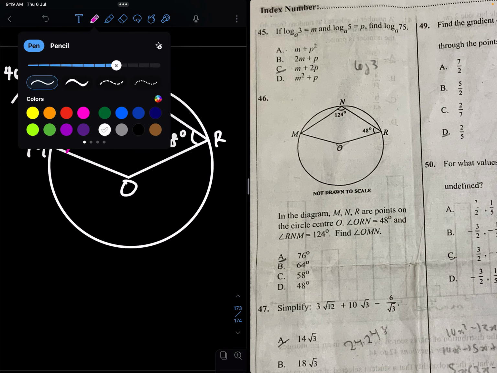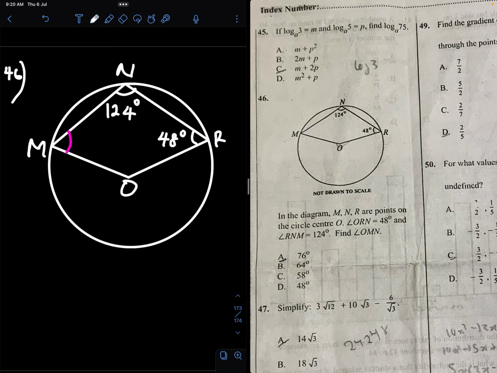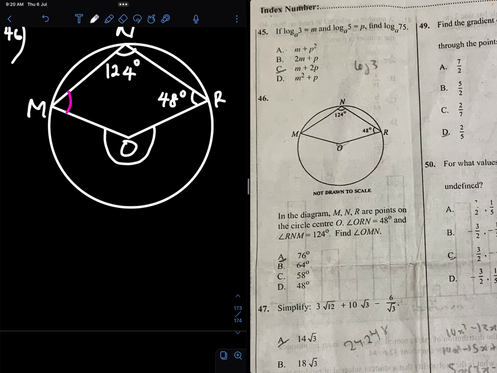First of all, I know that angle at center is twice angle at circumference. That means the reflex angle at O, the reflex angle MOR, is 2 times 124. Let me write that. Reflex angle MOR equals 2 times 124.